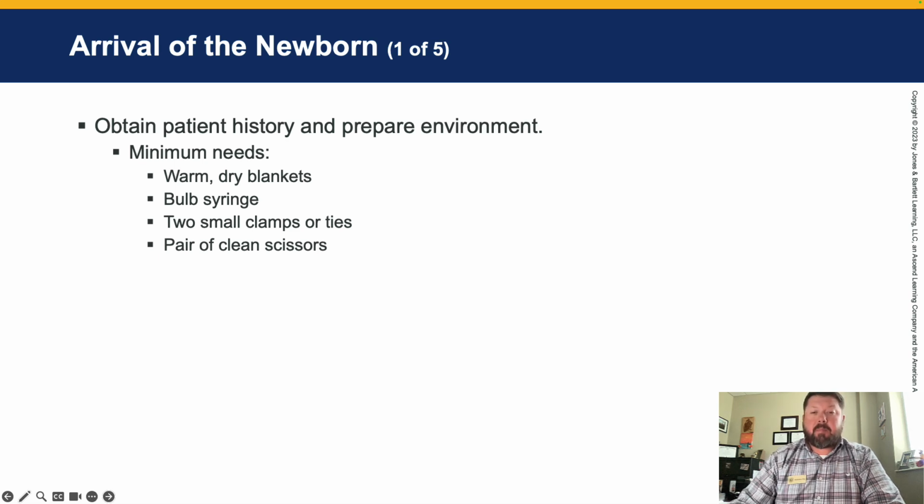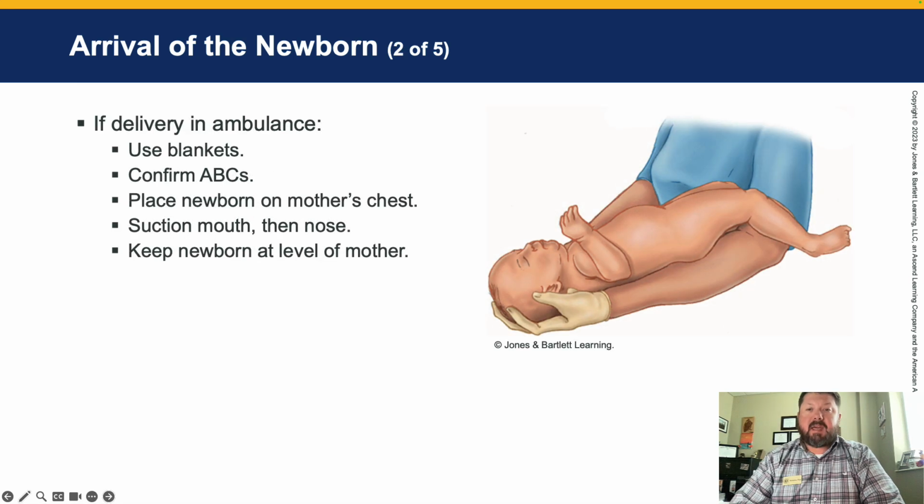At a minimum, to prepare for the arrival of the newborn, you'll need warm, dry blankets, a bulb syringe, 2 small clamps or ties, and a pair of clean scissors. Complications need prompt management, and if we're delivering the newborn in the ambulance, cover the foot of the stretcher with clean, warm blankets for the initial stabilization. After confirming adequate airway, breathing, and pulse rate, place the newborn on the mother's chest. If more extensive resuscitation is necessary, transition the newborn to a second ambulance with a neonatal transport incubator.